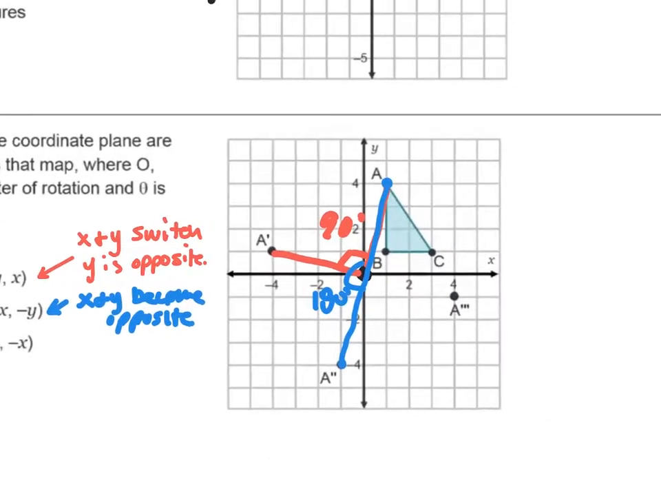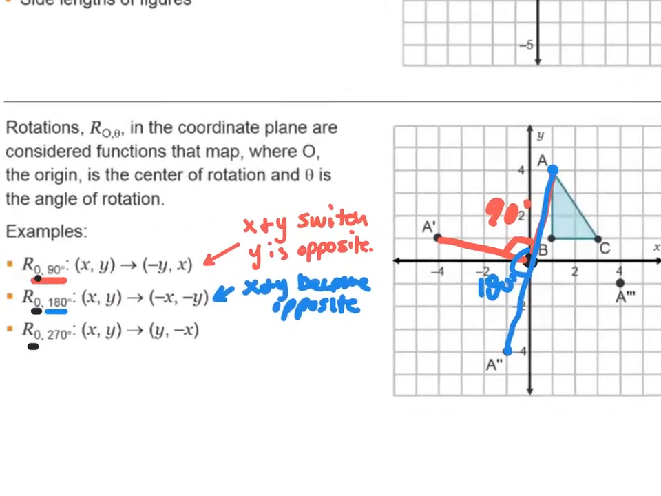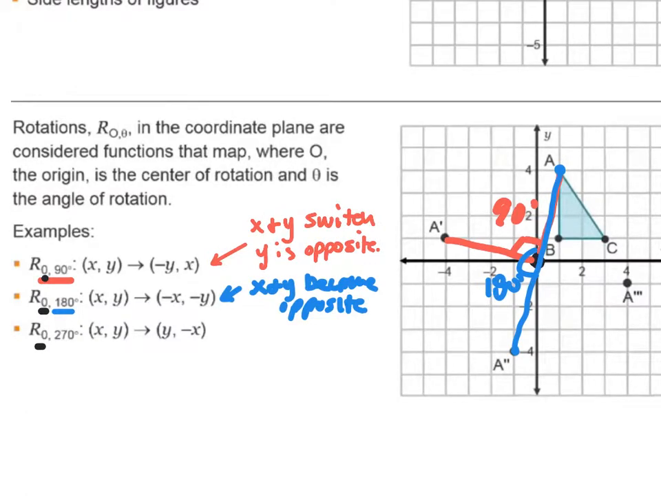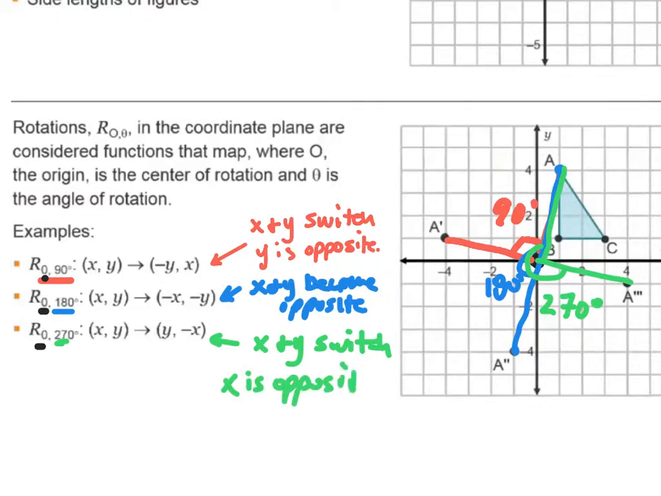Now the other one that we've got is a 270 degree rotation. So what that's going to do, if we go from point A over to A triple prime, this angle measure here is 270 degrees. And what I know is that x and y switch, and x is opposite, to get those new points.